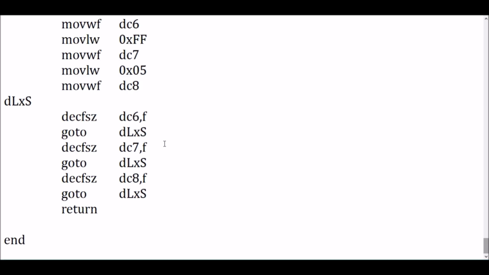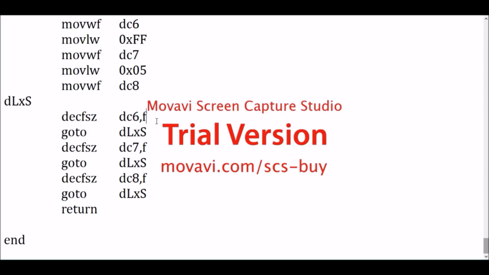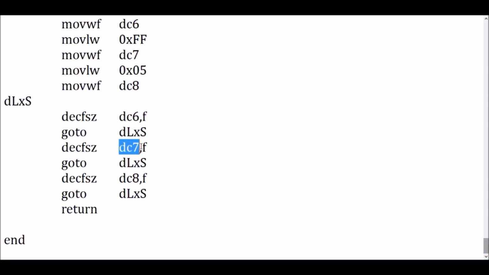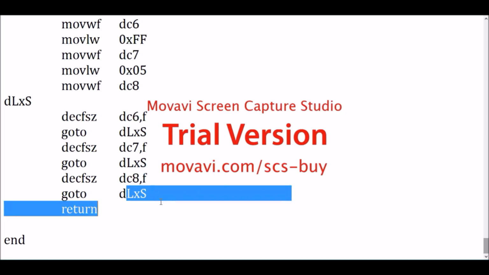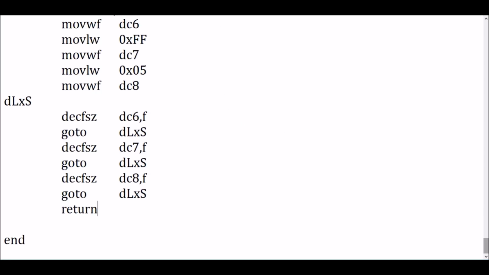So lastly, we can reduce now the number of bits until DC6 is equal to F. Then we can call DLXS with the new value of DC6. Then reduce again the number of bits until DC7 is equal to F. Then with the new value of DLXS, we can call it with the value of DC7. Then reduce again the number of bits until DC8 is equal to F. Then call DLXS with the new value of DC8. That's the end of the program and how it works.